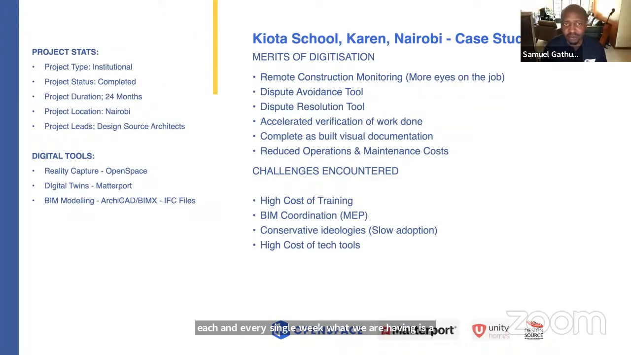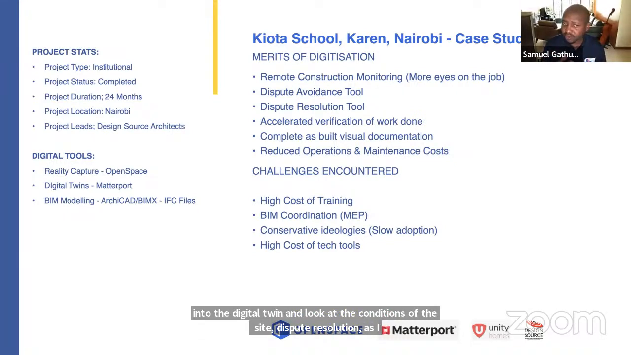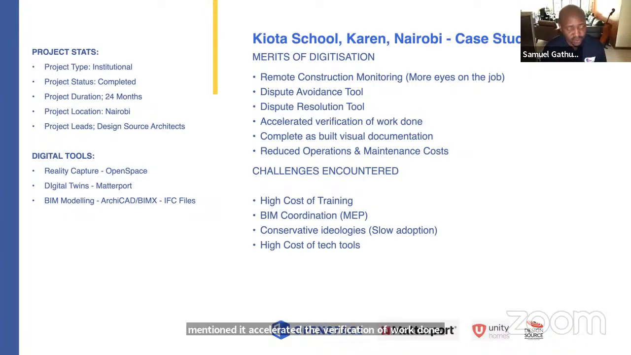And this allowed us to do, among other things, remote construction monitoring. It was an amazing dispute avoidance tool because everybody now could actually go into the digital twin and look at the conditions of the site. Dispute resolution, as I mentioned, it accelerated the verification of work done. Here we were looking at the QS being able to just go back in time and look at exactly what was done, compare what was done 2 weeks ago, 3 weeks ago, simply because they had the actual data, and even go to site and go back to the office and do another ideally remote inspection, just to ensure that he has verified the work done correctly.